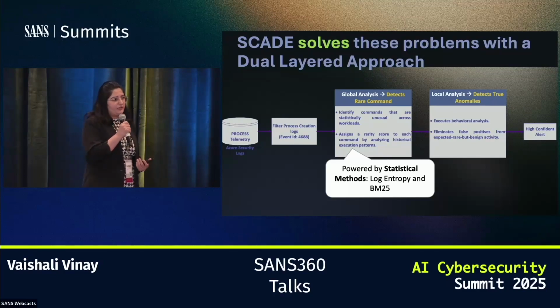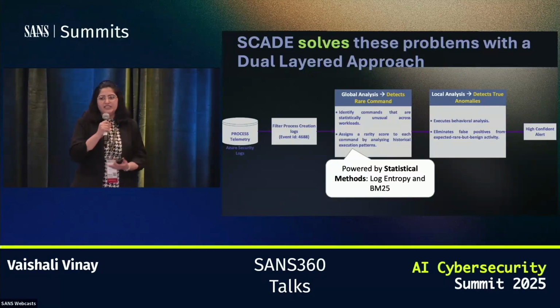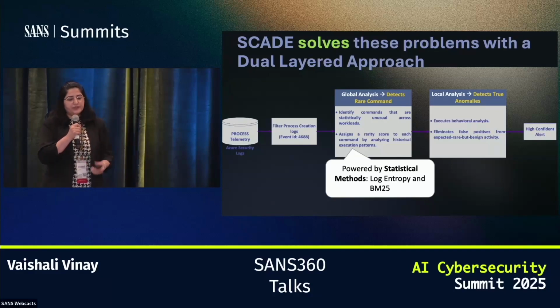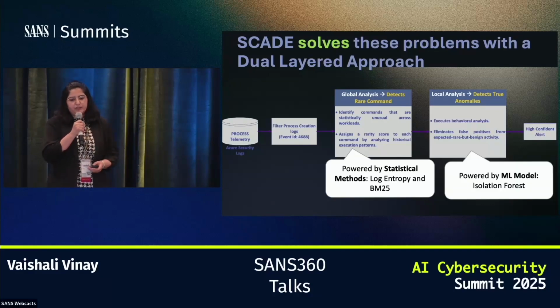But this is the point. We acknowledge that rarity doesn't mean maliciousness. That's where the second component, local analysis, comes in. Here we only look at those commands which are flagged by the global analysis phase, and we establish the baseline and do the behavioral analysis of only the flagged asset as an individual unit, the flagged command line and the subject user ID. After this component, we are able to eliminate rare yet benign activities, and we only raise alerts for malicious, highly confident scenarios.